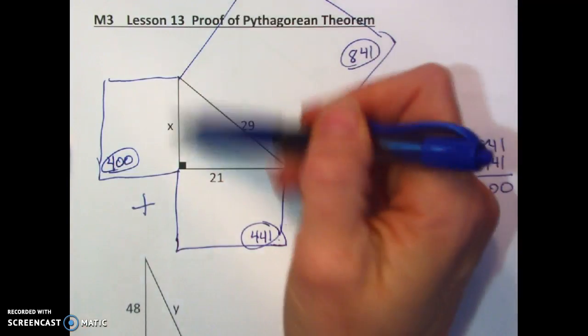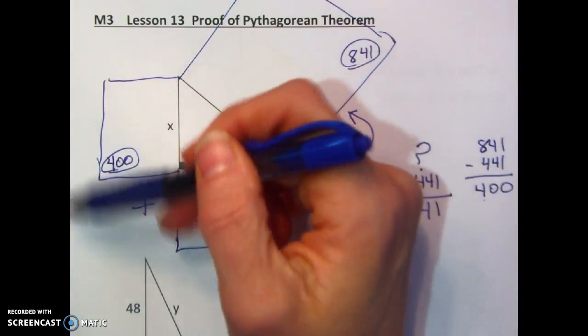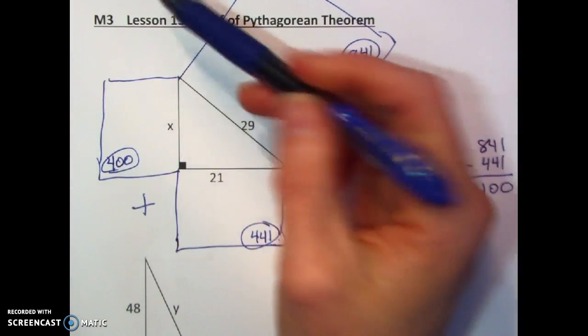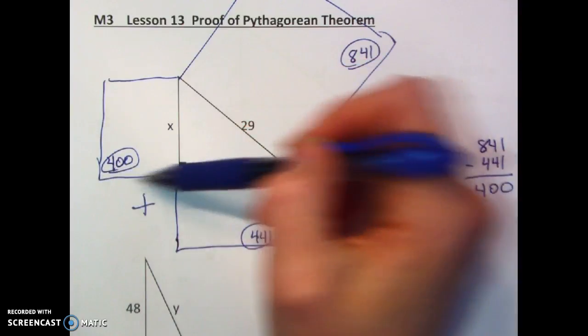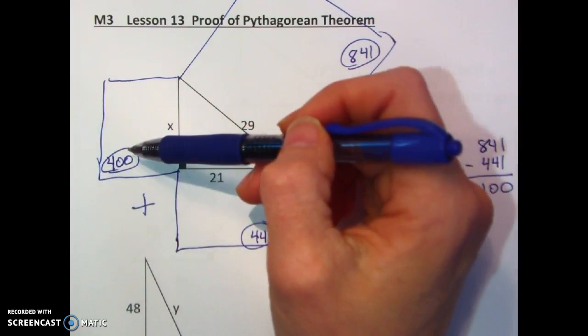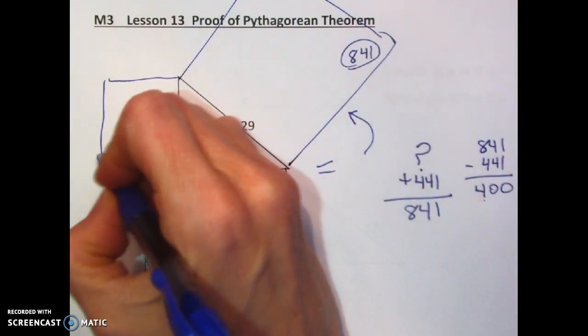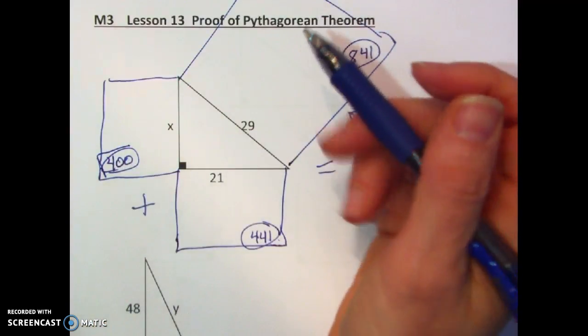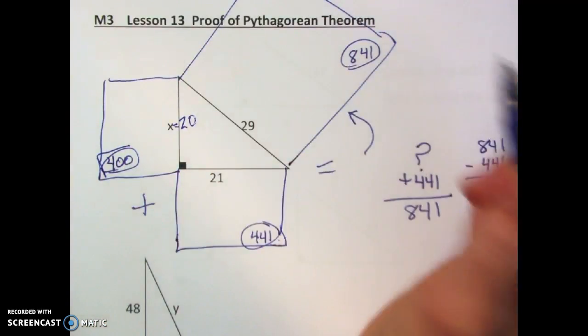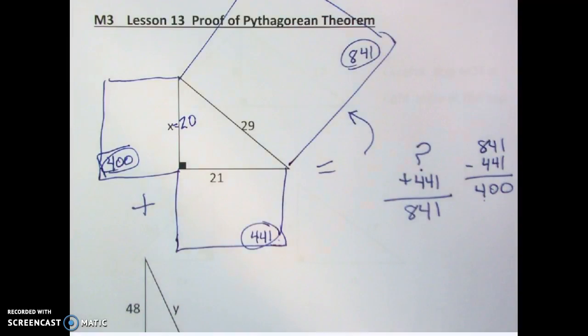Now that's not the length of the side x, that's the area of the square off of that side. So now we have to figure out what number times itself gives you 400. Or we take the square root of 400 to unsquare it, and that would give us 20. So the length of that side would have to be 20.